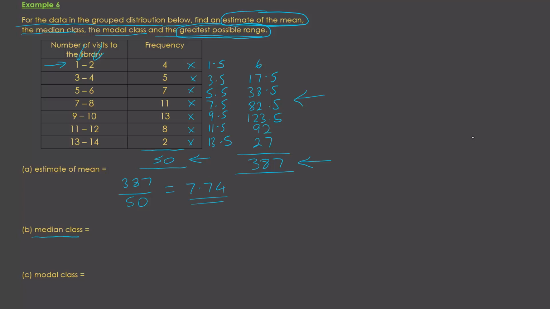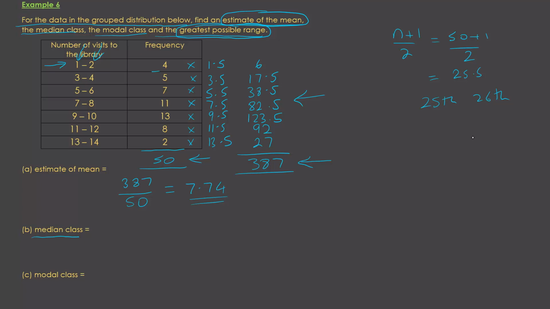The median class is the class in which the median lies. We have 50 pieces of data. If we use n plus 1 divided by 2, that's 50 plus 1 divided by 2. 51 divided by 2 is 25.5. So we want to find the 25th and 26th pieces of data.